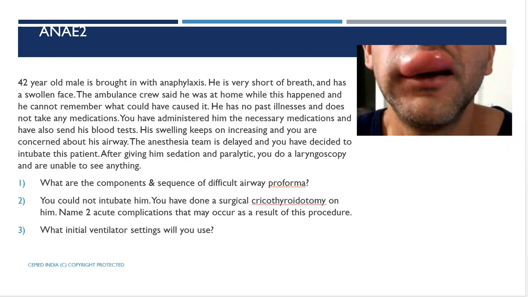In this question, we have a patient who looks like he's got an anaphylactic reaction, or anaphylaxis. His lips are swollen and you need to intubate these people early. What are the components and sequence of the difficult airway proforma? You need to go through the DAS algorithm. If you Google difficult airway proforma, there is plan A, plan B, plan C, plan D, and you need to know the four plans. You are not able to intubate him, and we have done a surgical airway. Name two acute complications. The word acute is very important, not long term. What initial ventilator settings will you use?